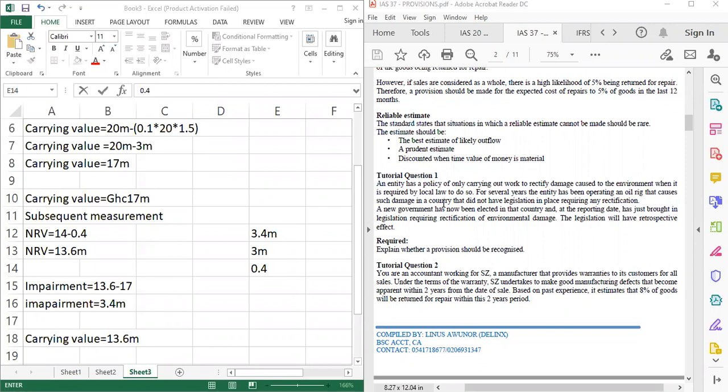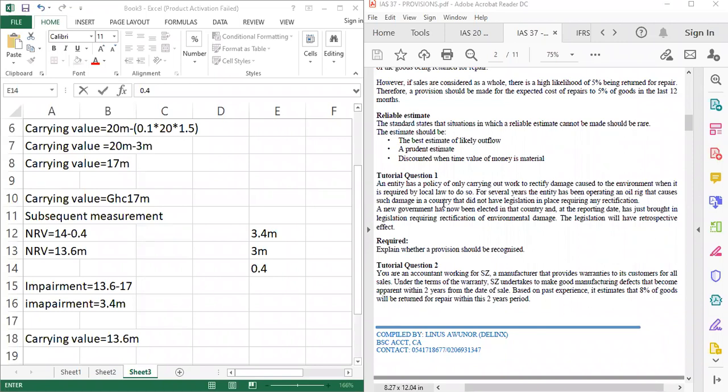Though there was no legal requirement, the company has been operating and it has been causing damage in the past, but there was no legislation saying that they should rectify it. But now a new legislation has been passed, and they are saying that this legislation will have retrospective effect. It means that if you caused any damage in the past, you are going to rectify it. That is your retrospective. You apply the legislation as if it was there since. That is a retrospective effect.